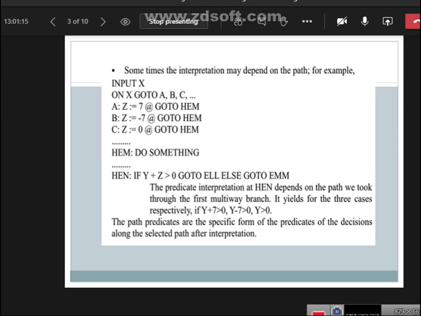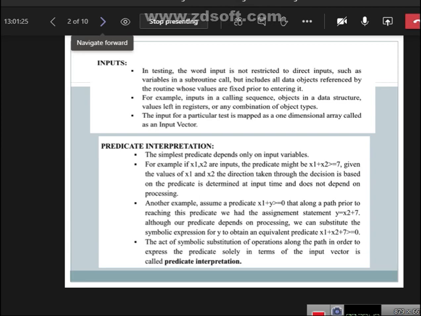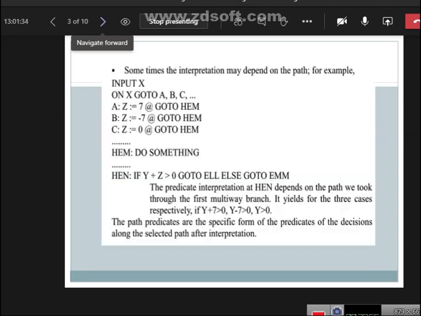Okay, in this class we have discussed predicates, path predicates, achievable paths and predicate interpretation. Up to here we have discussed. In the next class we are going to discuss some topics related to these predicates. Please be prepared with that.